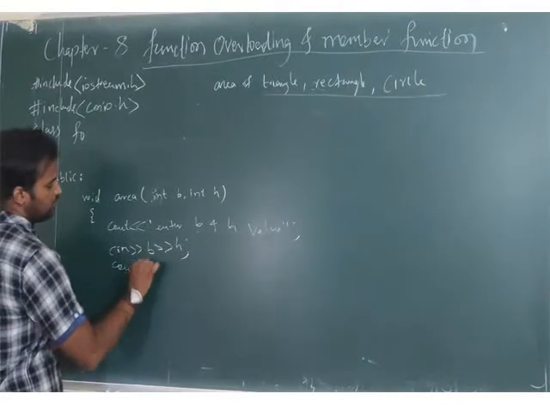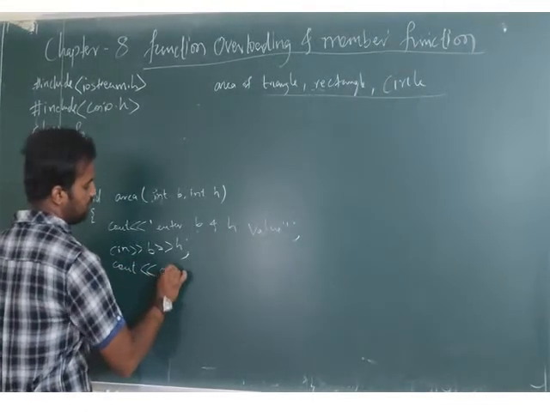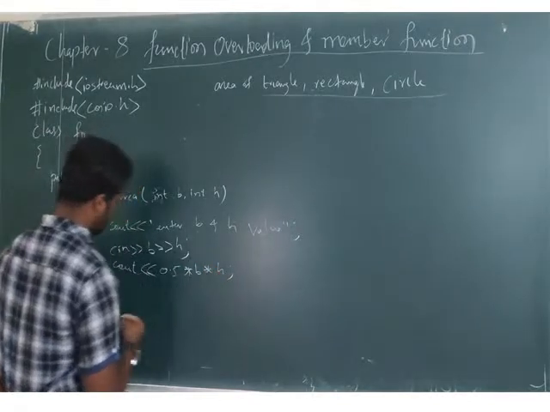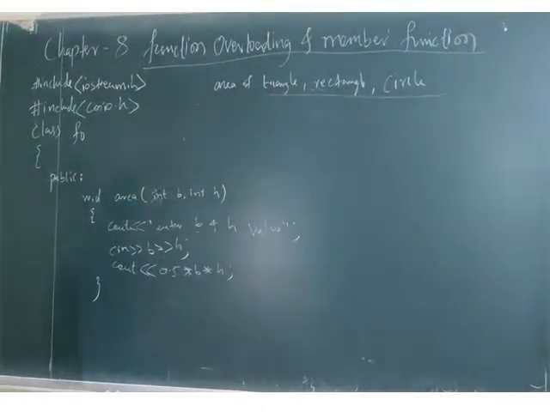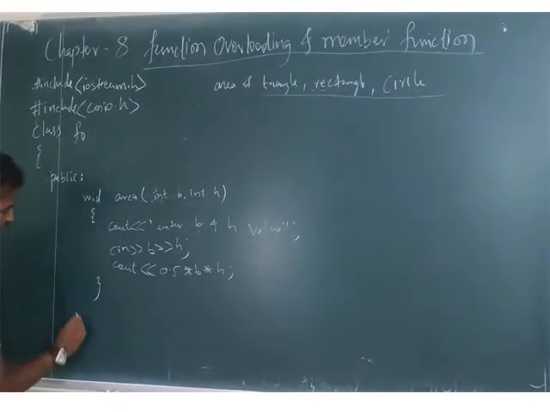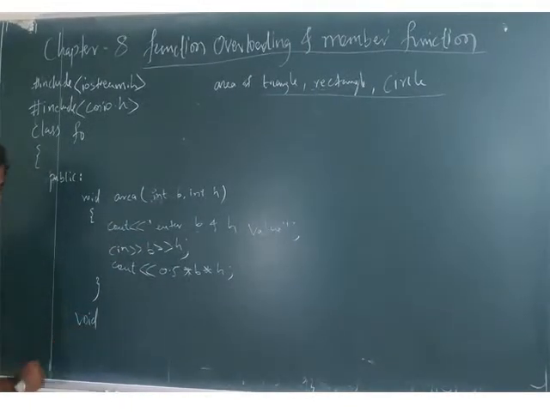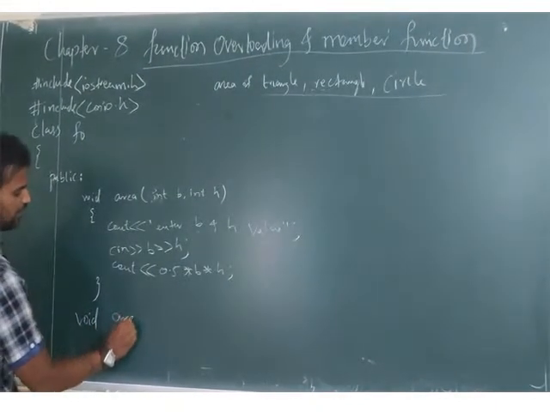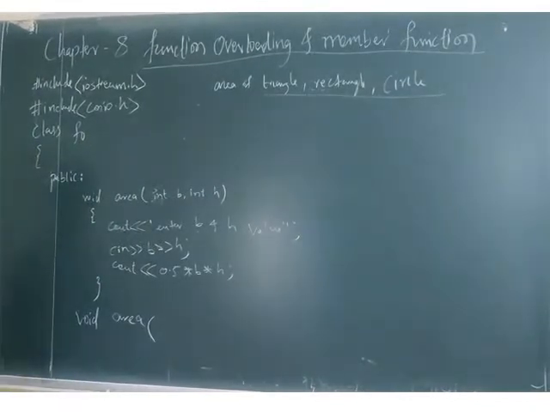C out half into base into height. Now this is the area of triangle. Let's move. Now let's see void area of rectangle. So area of rectangle. Here also what are we finding? Area only. Why? What do we need for area?